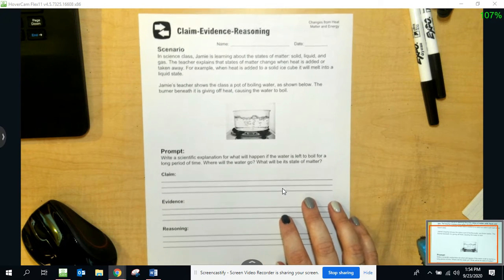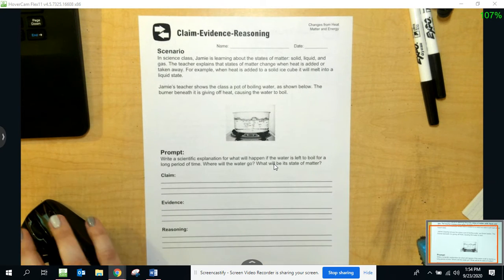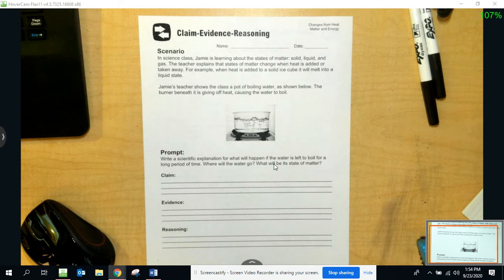So we are going to do our claim, evidence, reasoning, which is our C.E.R. You're going to hear me talk about a C.E.R. a lot in science this year. Okay? And this is giving us a scenario. Because we are kind of virtual and in person, this is allowing us to talk about what the experiment would look like. Make sense? Okay. So in science class, this is on your paper too.